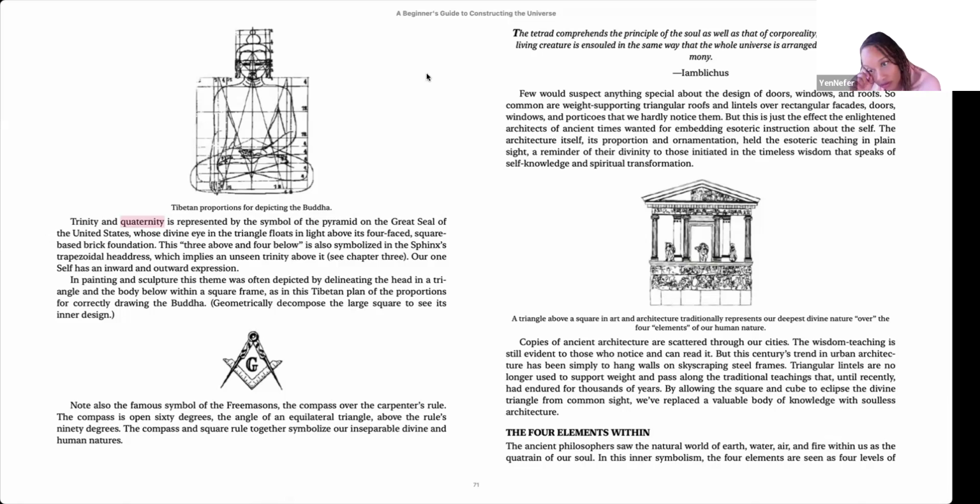Wow. Yeah, I don't like all the square buildings, the cubes, the boxes. I want a triangle on top.